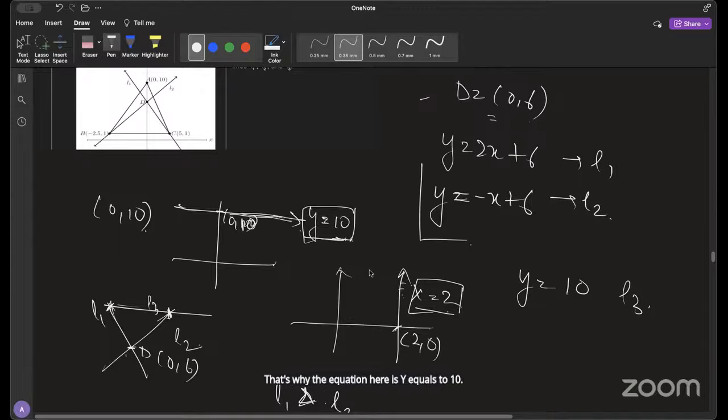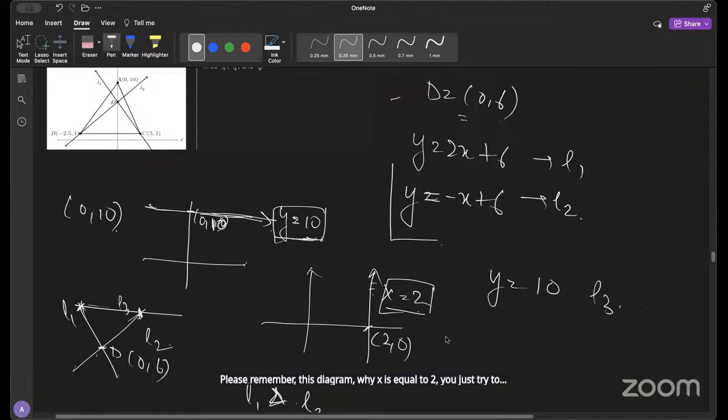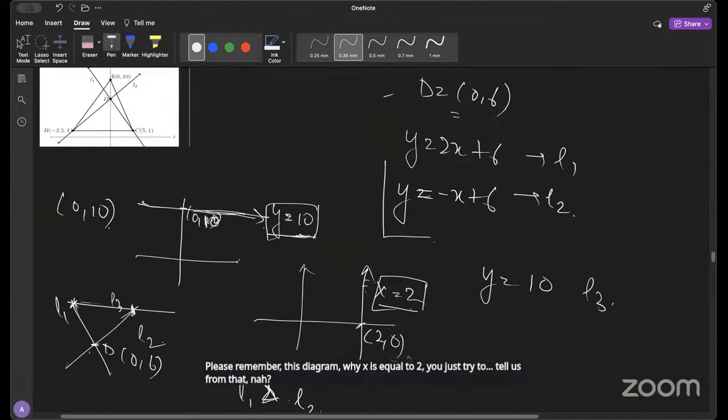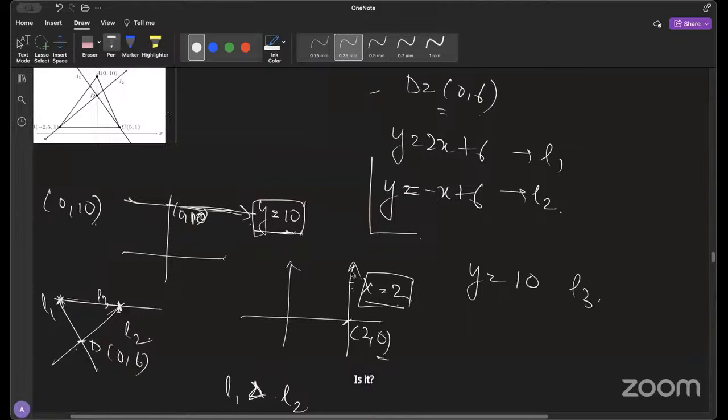Yes, ma'am, but this diagram, y x is equal to 2, you just try to tell us from that, na? Yeah, and for this one, similarly, when you have a line that passes through 2 comma 0, so 2 comma 0 is on the x-axis, it passes through this point, or it can pass through any other point too. It doesn't have to be; if you have been given it passes through, okay, we'll come to that later.